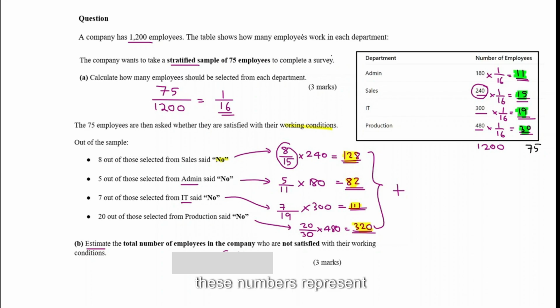Now, these numbers represent the number of people from each department who feel that they are not satisfied with their working conditions. The question here is to estimate the total number of employees in the company who are not satisfied. All you need to do is just add them up. So an estimate of that gives me 641.